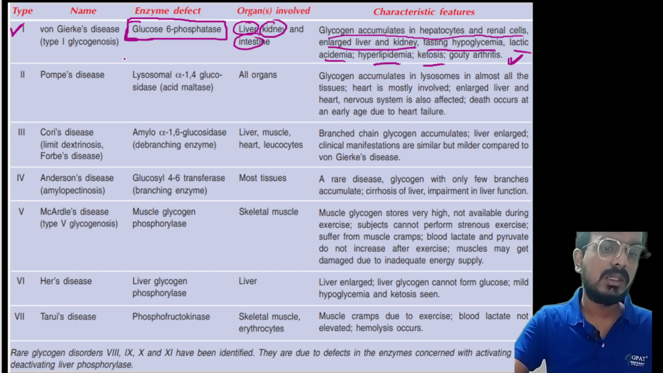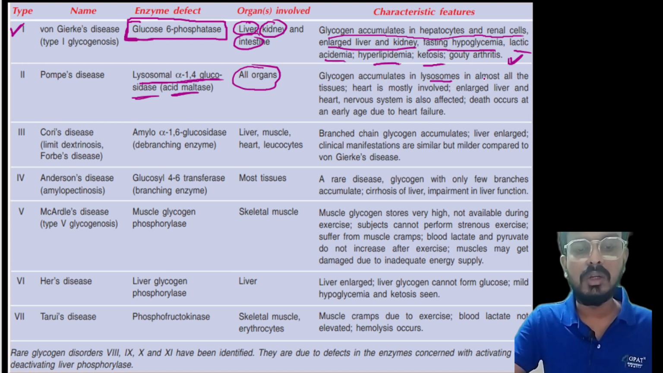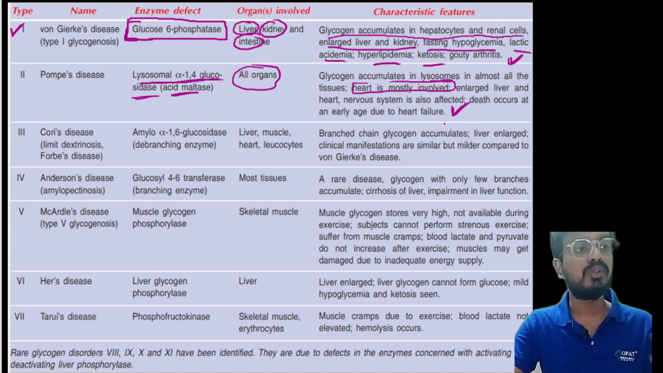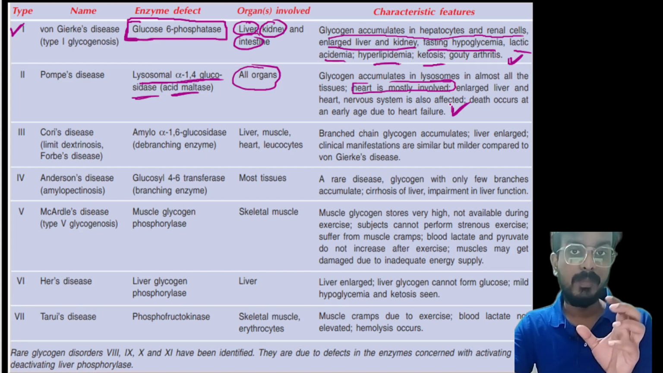Okay, next is Pompe disease. This is due to an enzyme defect of lysosomal alpha 1,4 glucosidase, or acid maltase. The organs involved are all organs of your body. Glycogen is accumulated in the lysosome in almost all tissues. The heart is mostly involved in Pompe disease. There is enlargement of the liver and heart. The nervous system is also affected. Death occurs at early stages due to heart failure. A major question may be asked: death in Pompe disease is basically due to heart failure.